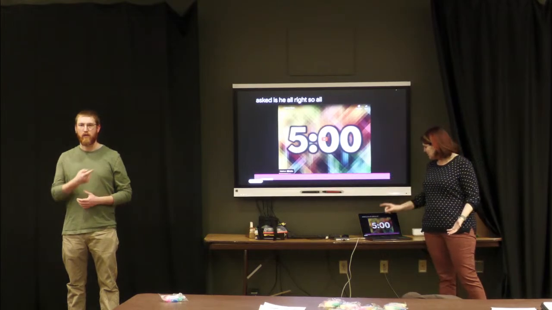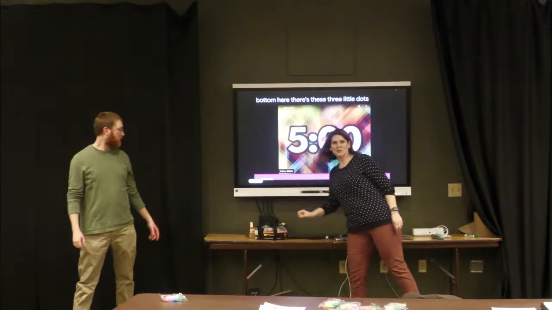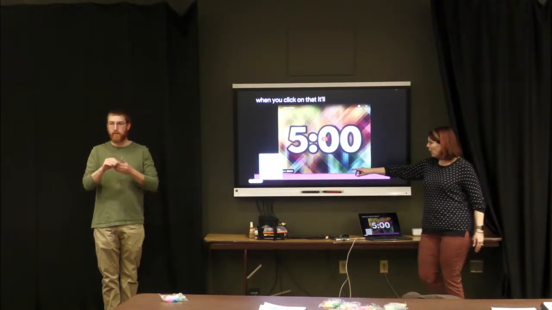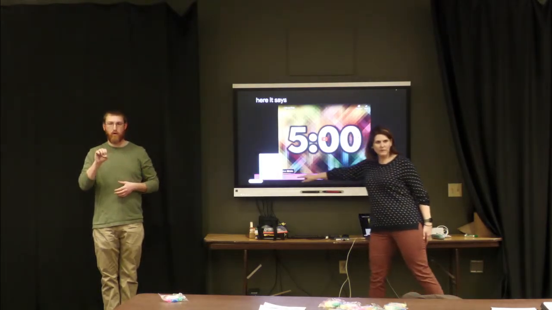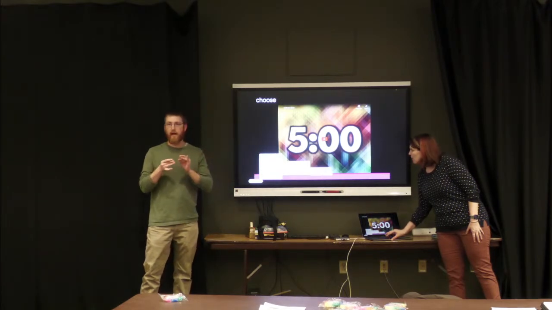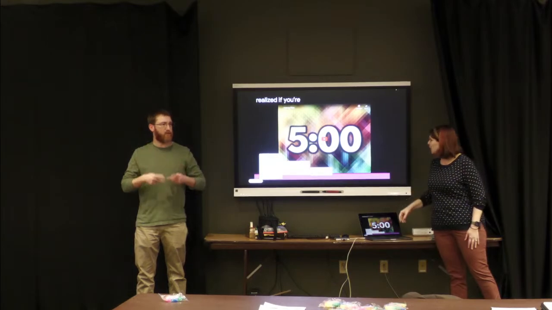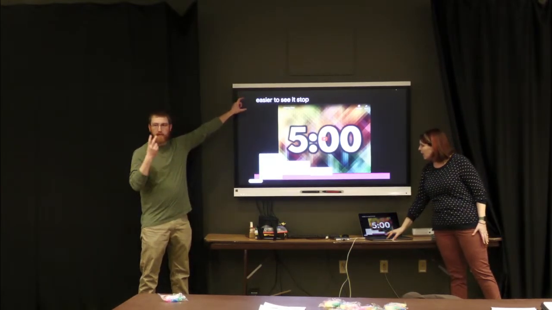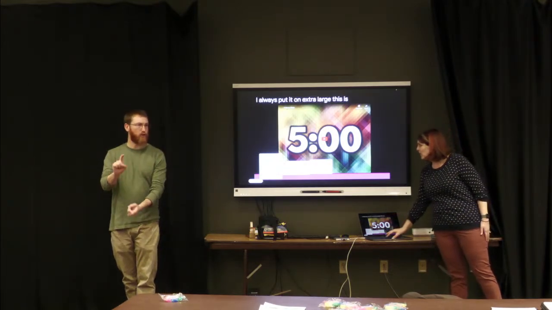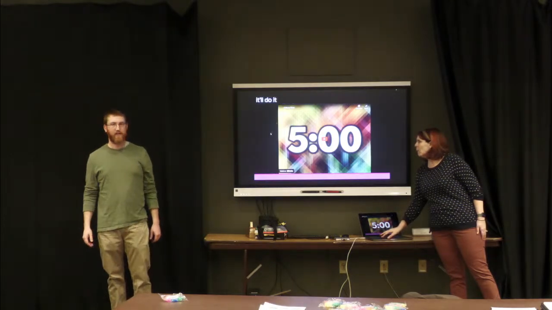All you have to do is, at the bottom here, there are three little dots. When you click on that, it gives you an option, and here it says caption preferences. You can choose text position, so I moved it to the top because if you're sitting out there, it would be easier to see. Then the text size, which I always put on extra large, this is extra large. Then you just click on the captions, and it'll do it. They're not perfect.